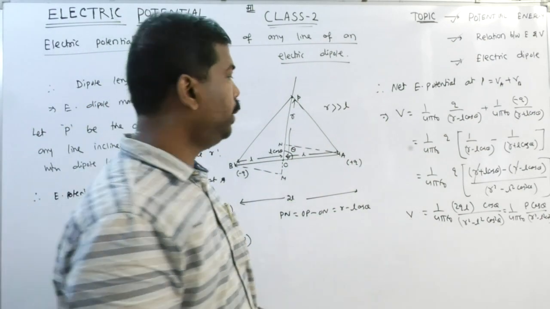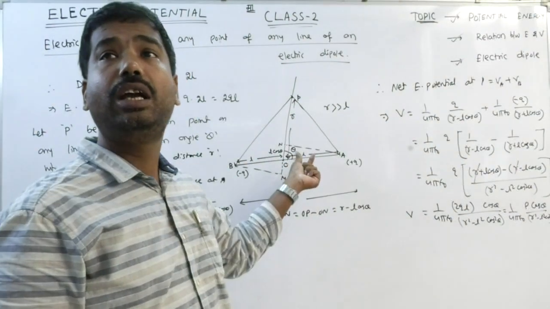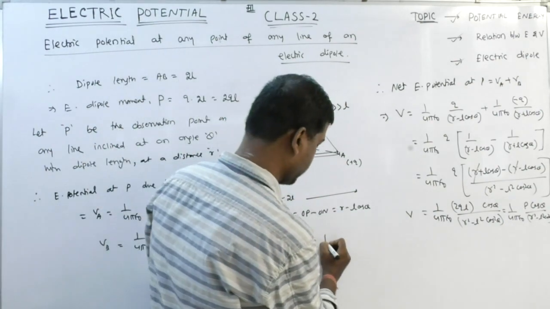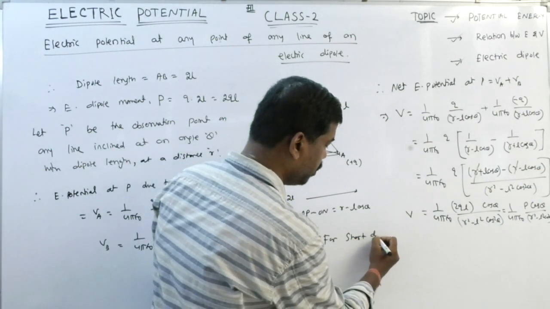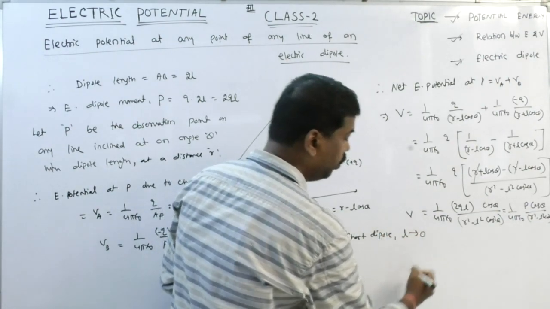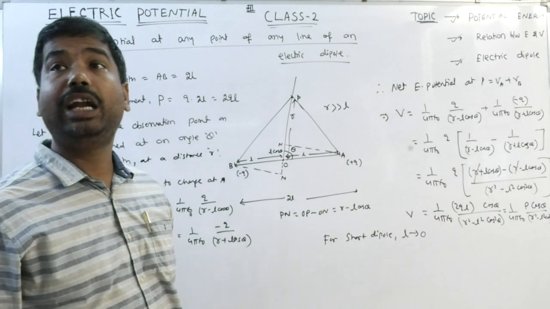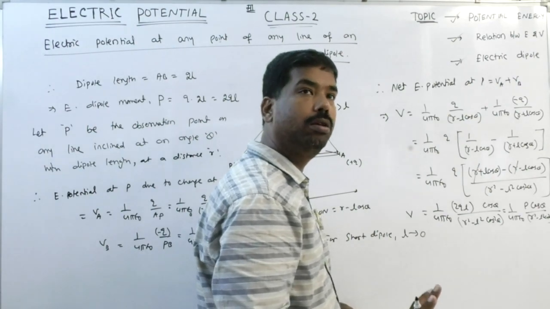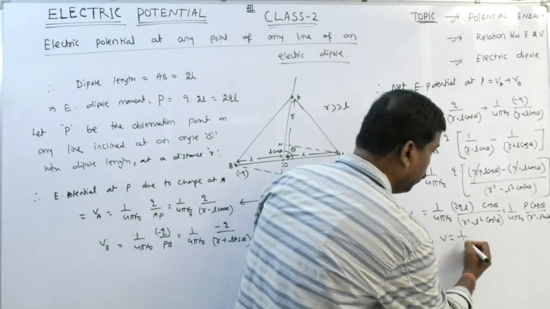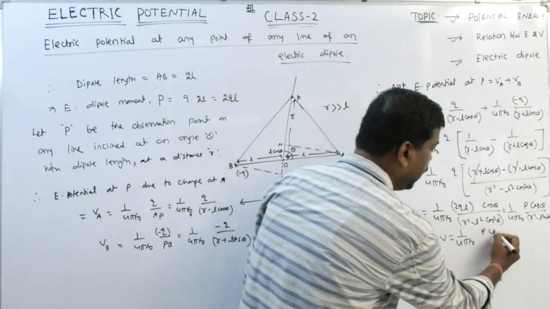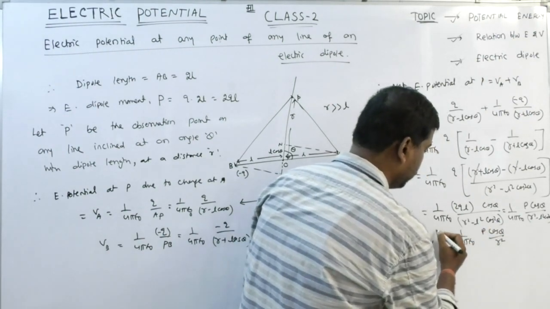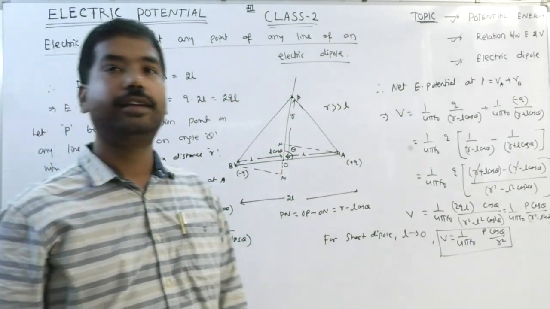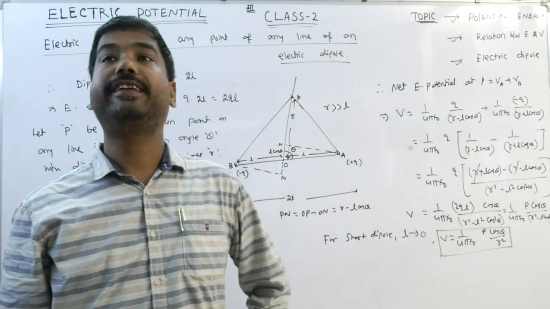Clear? So if the dipole length is neglected, for a short dipole L tends to 0. If L tends to 0, then this L square cos square theta factor is neglected. Then V is equal to 1 by 4 pi epsilon 0 p cos theta by r square. Clear? Now the question arises, sir, if this is the expression, then how can you find the axial and equatorial?